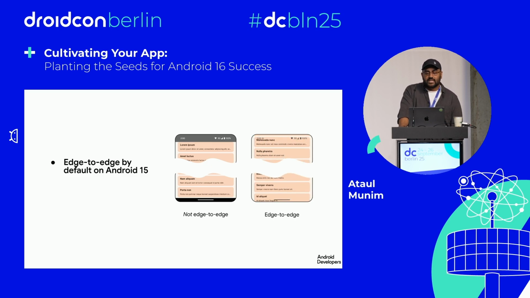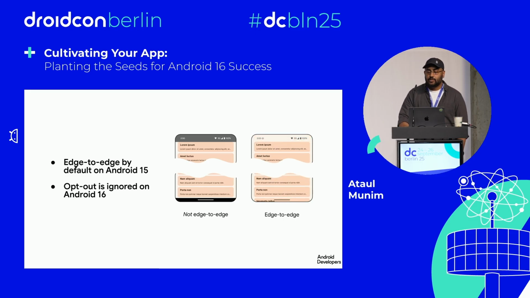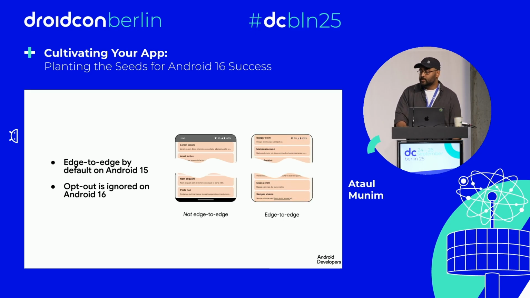Android 15 enforced Edge-to-Edge by default, making the system bars transparent unless you opted out. And once you target Android 16, you can't opt out anymore. So it's really important to test your app with this feature so that when you have to target Android 16, your app is ready.